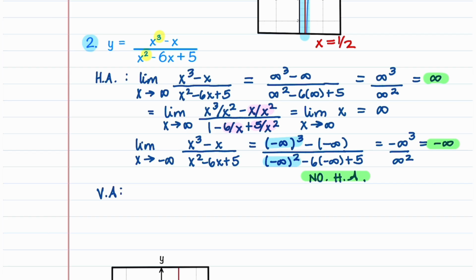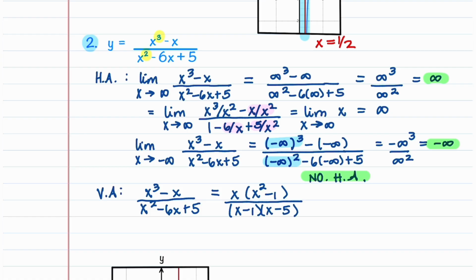To find the vertical asymptote, we have to set the denominator equal to 0, but there's a catch. We can only do that after we factor out terms that are common to both the numerator and the denominator. So we're going to have to start by factoring the numerator and the denominator. We have x cubed minus x, all divided by x squared minus 6x plus 5. In the numerator, we can pull out an x, so that leaves us x squared minus 1. And then in the denominator, we can factor this as x minus 1 and x minus 5.